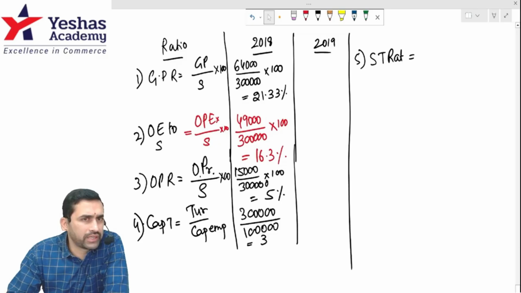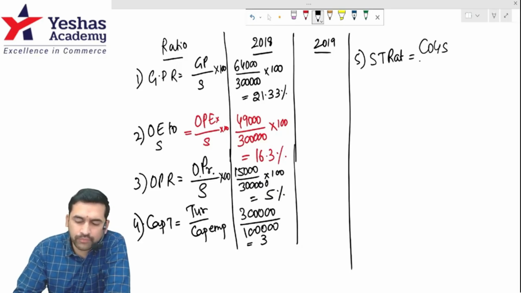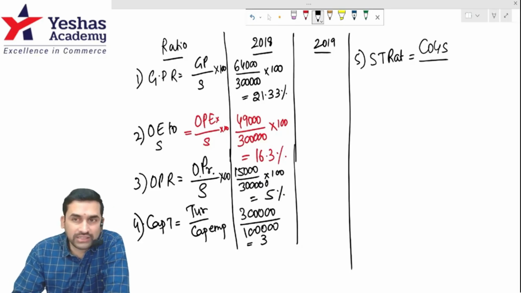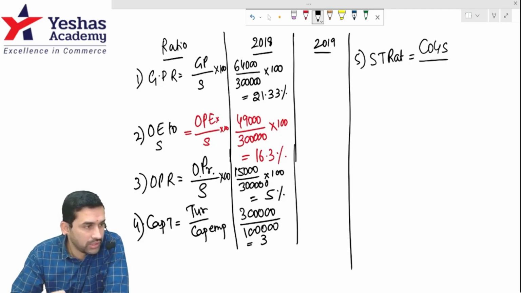Stock turnover ratio means inventory turnover ratio. What was the formula? Turnover first or COGS first? COGS divided by average inventory. Now you see the last two lines of the question. They gave opening stock of 2000. Why did they give that? So that you can do the average.